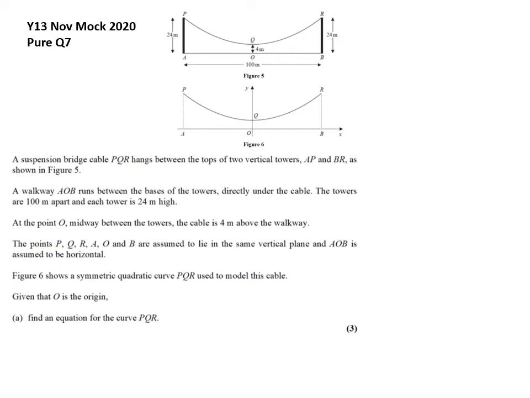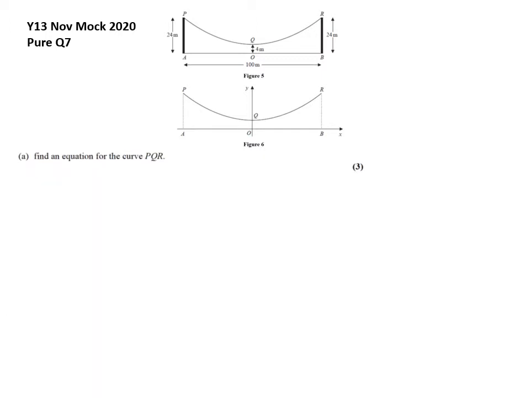So there's a lot of words in this question, but if you read through the wording and compare it to the diagram above, it pretty much is just explaining everything that is on that diagram. So what we have is that Q is at the point 4 meters, and R and P are at 24. The whole platform across is 100 meters. If I take that to be the origin, then B is at 50 and A is at minus 50.